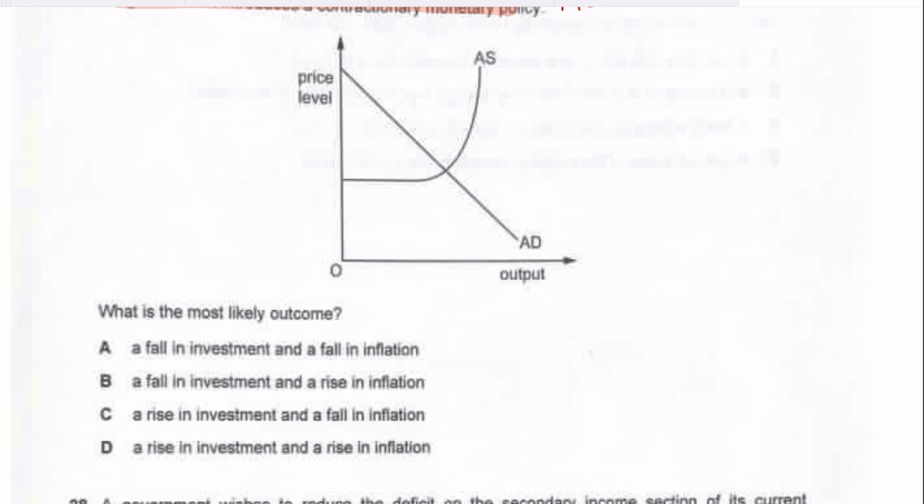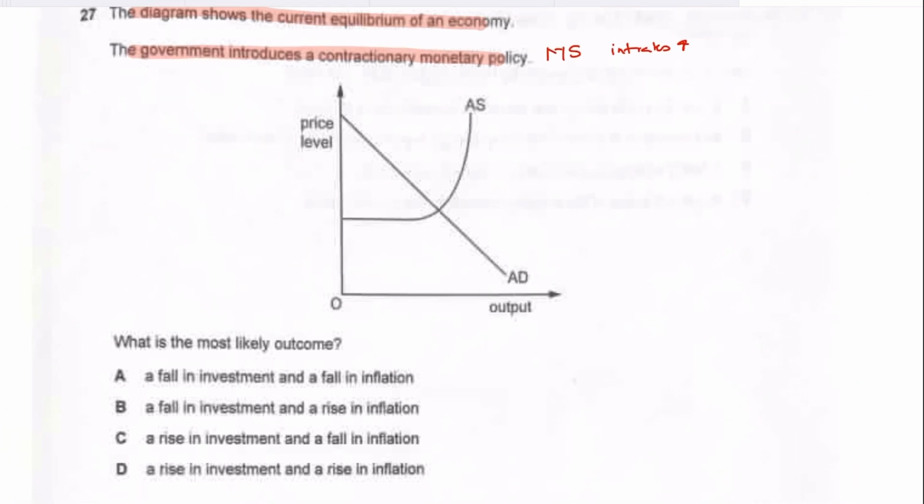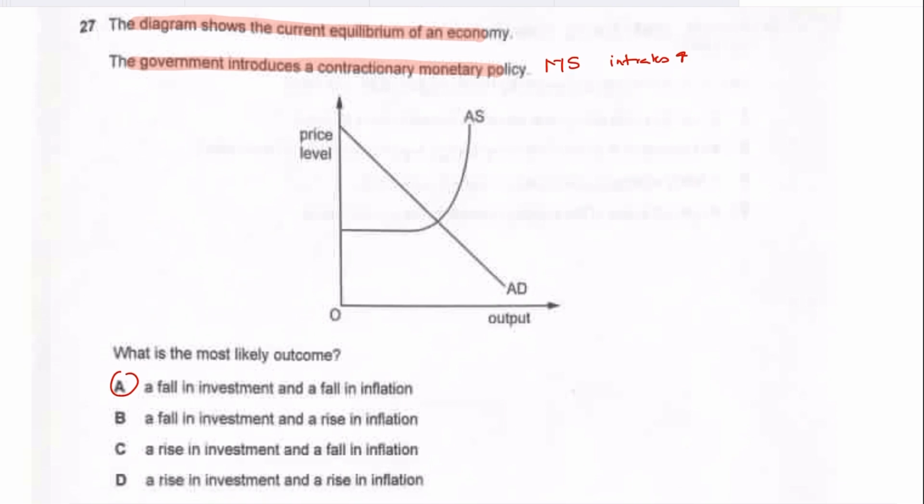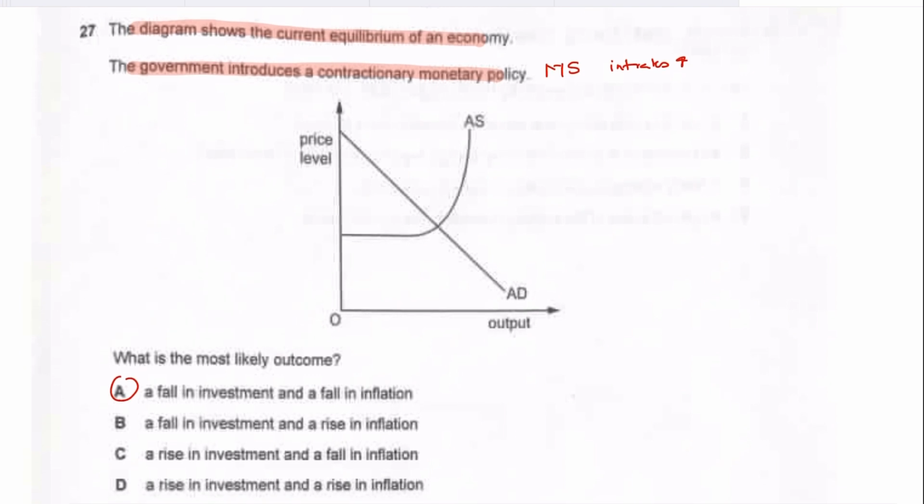So it's either A or C, and definitely the likely outcome for this would be a fall in investments and a fall in inflation. Investments would fall because obviously when interest rates go up, the cost of borrowing goes up and investment expenditure goes down as well. So 27 is the correct answer.